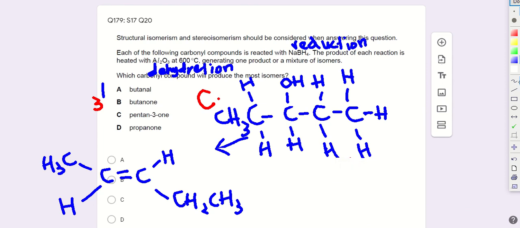Alright, now let's look at whether this product has cis-trans isomers or not. Each carbon bonded to two different groups of atoms, yes, will have cis isomer, trans isomer. So consider two products. So C will give us two products. So far, butanone is the winner. It has the most isomer as products now. We now check the last compound, propanone.